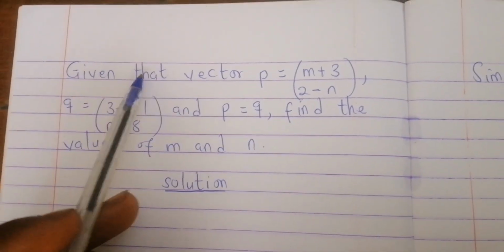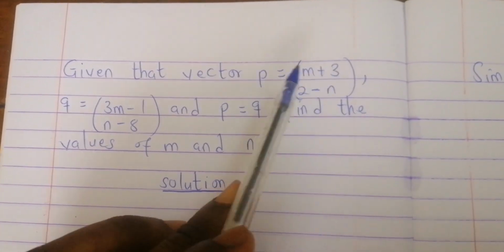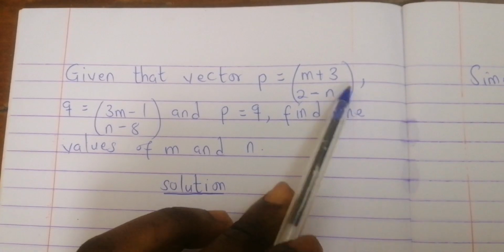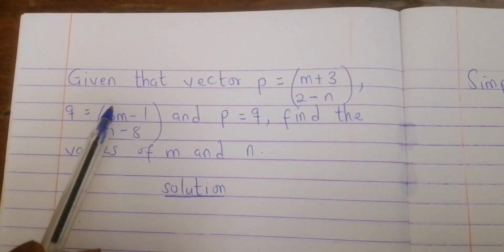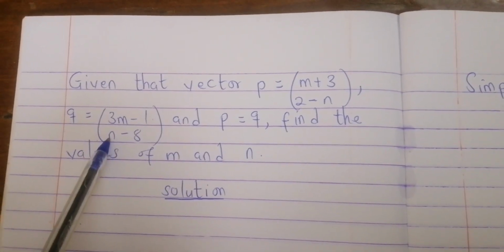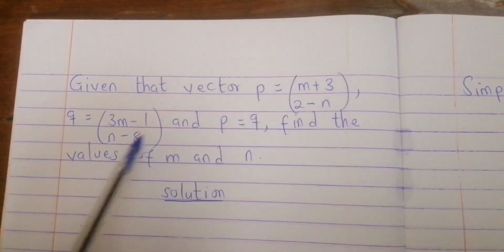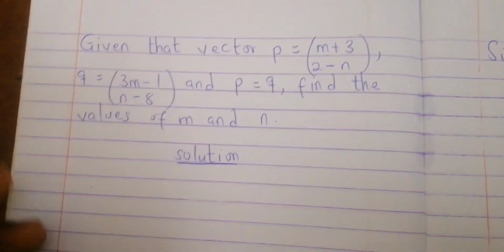It says, given that vector p is equal to (m + 3, 2 - n) and q is equal to (3m - 1, n - 8), and p is equal to q, find the values of m and n. Now, this is what we call equality of vectors.